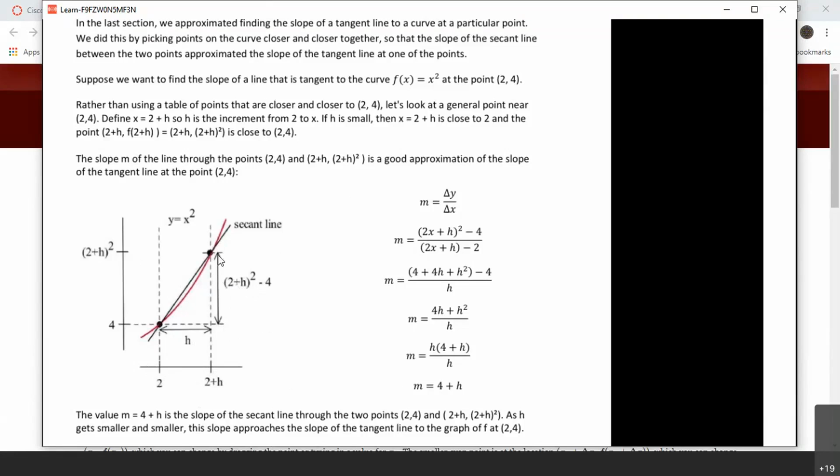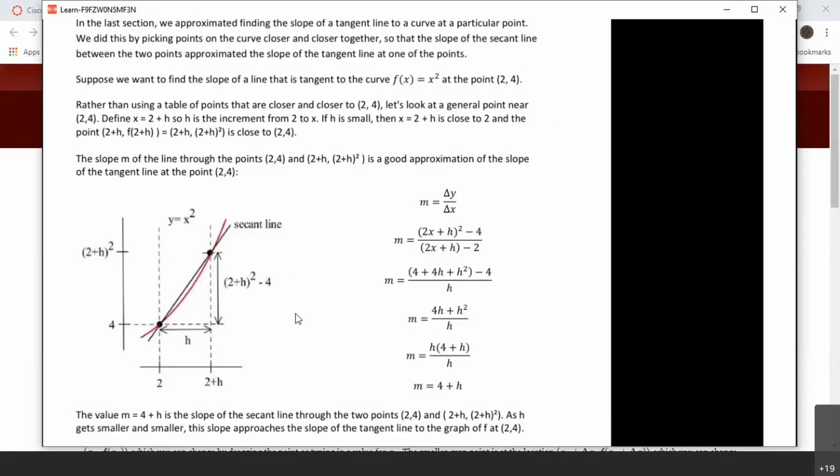You can see this distance is going to be the difference between this point up here, which is at (2 plus h) squared, minus the 4. That's the distance. So (2 plus h) squared is the y value of this point up here. And the distance here is between (2 plus h) squared and the 4 that's down here. The expressions on these arrowed lines are distances.